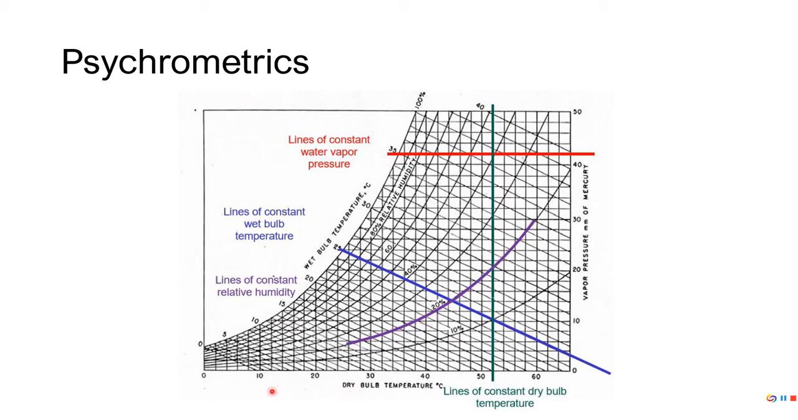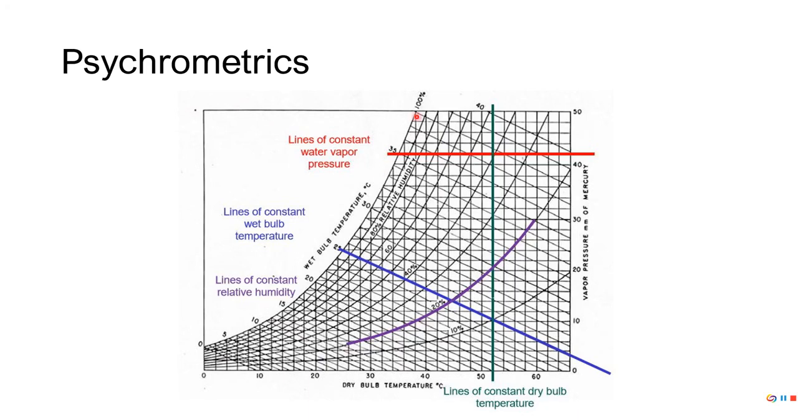So on what you would normally call the x-axis, you have dry bulb temperature. Basically think of that as just what's the temperature outside. On the y-axis here, we have the water pressure. And I'm going to come back to that.